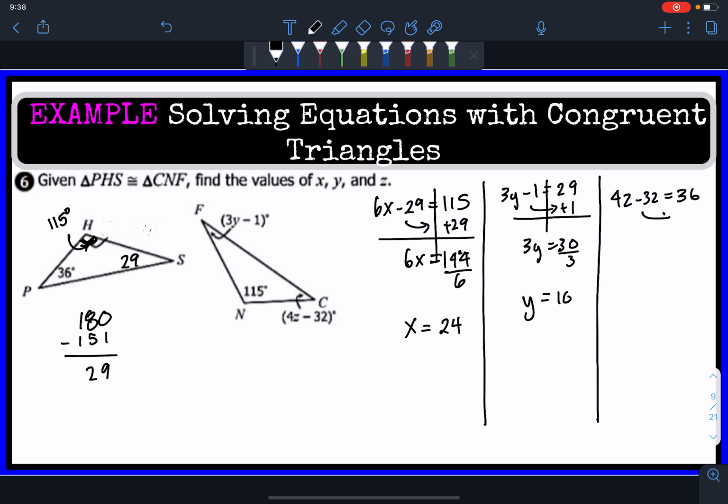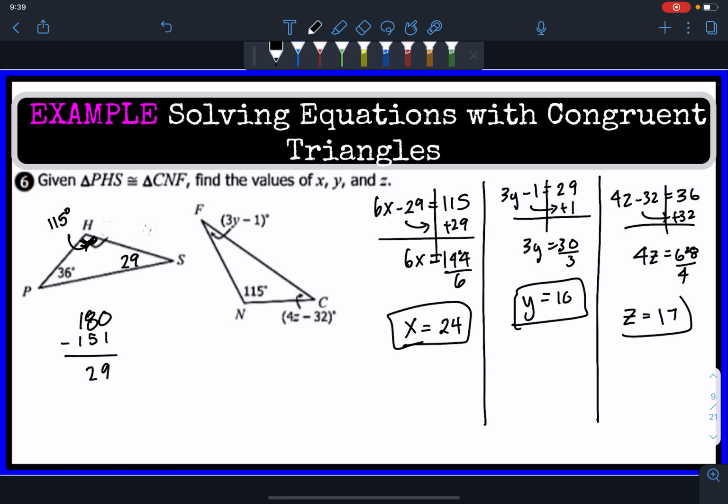So moving this to the other side, that makes it positive 32. And 4z is equal to 68. And I divide that by 4. That's going to be 17. So z is equal to 17. And there, we found the angle measurements, all three of them.